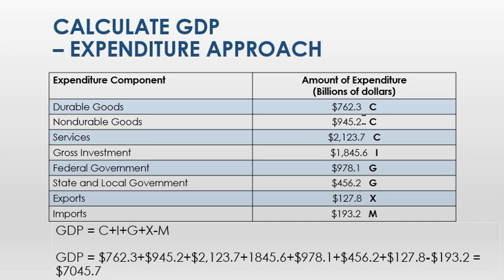762.3 plus 945.2 plus 2123.7 plus 1845.6 plus 978.1 plus 456.2 plus 127.8, but then we're going to subtract out the imports at 193.2. So if we did all that math, we would come up with 7,045.7. So that's how we would use the expenditure approach to calculate GDP.